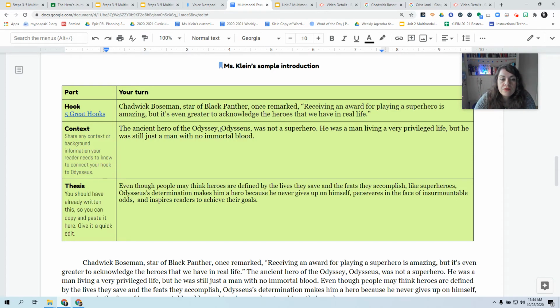The ancient hero of the Odyssey, gotta italicize that title. The ancient hero of the Odyssey, Odysseus, was not a superhero. He was a man living a very privileged life, but he was still just a man with no immortal blood. So I'm taking Chadwick Boseman's quote about superheroes versus real heroes, and I'm establishing that Odysseus, a hero, is not a superhero. He's a real hero.